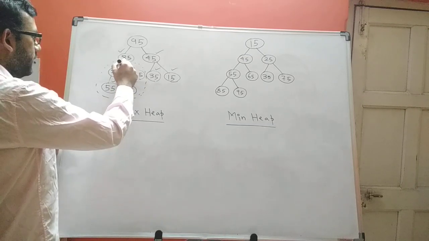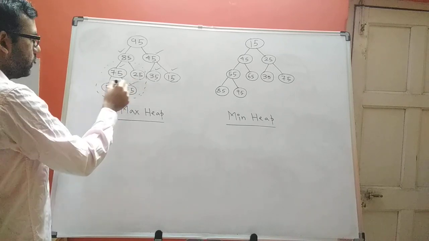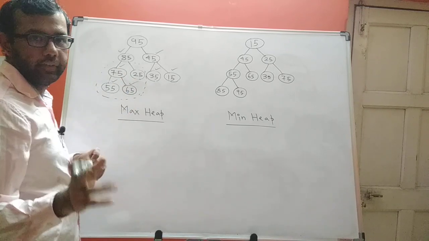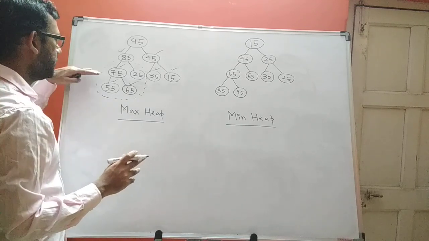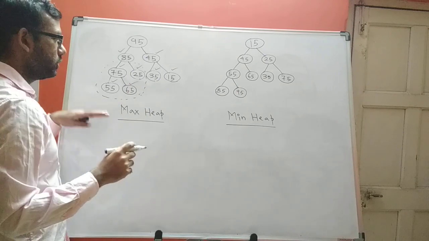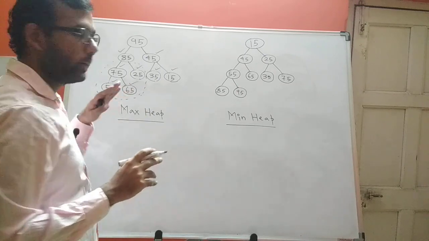Now what about 75? What are the descendants of 75? Look at the descendants of 75, 55 and 65. Both of them are lesser than 75. That means the max heap property is followed for 75 as well. And again, 25 is a leaf node, so the max heap property holds for 25 as well.